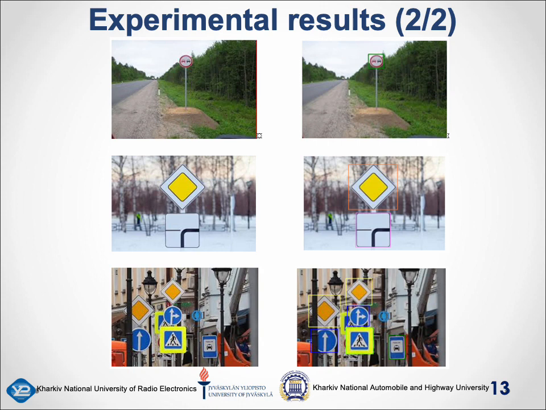In general, Mask RCNN is a powerful tool for object segmentation, which significantly improves the capabilities of computer vision systems in various fields of application, in particular in traffic sign recognition systems.